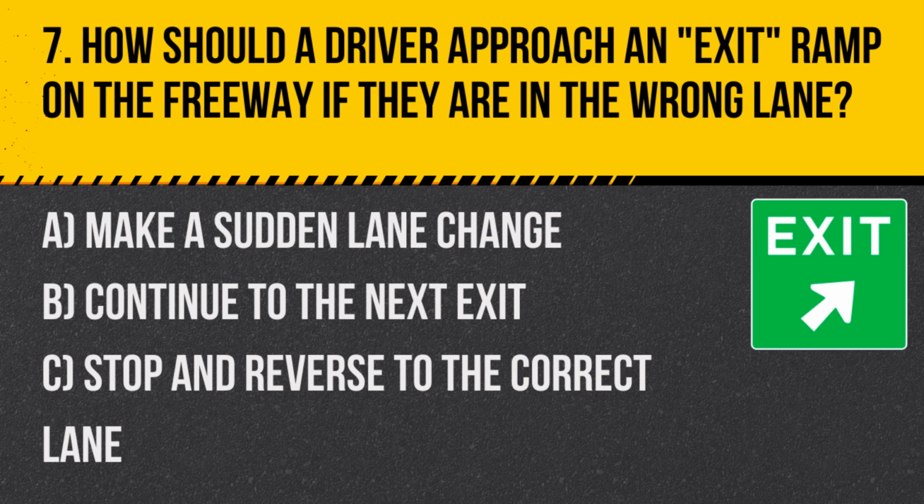Question 7. How should a driver approach an exit ramp on the freeway if they are in the wrong lane? A. Make a sudden lane change. B. Continue to the next exit. C. Stop and reverse to the correct lane. Answer: B. Continue to the next exit. It is safer to take the next exit and reroute.